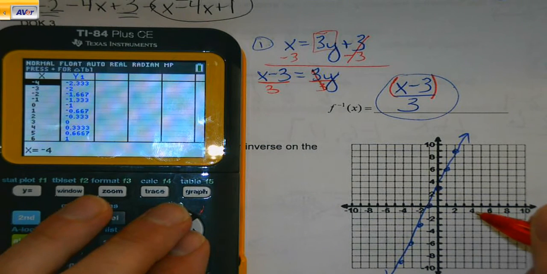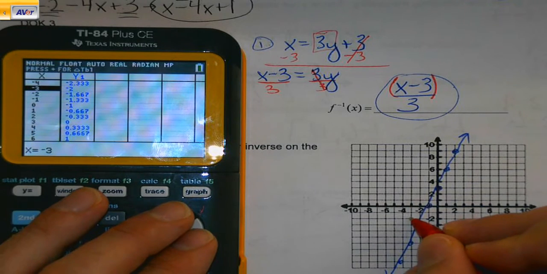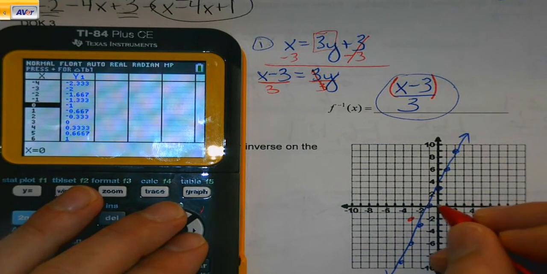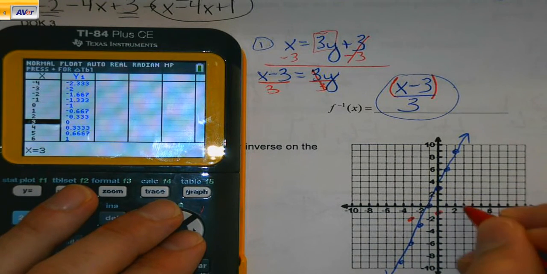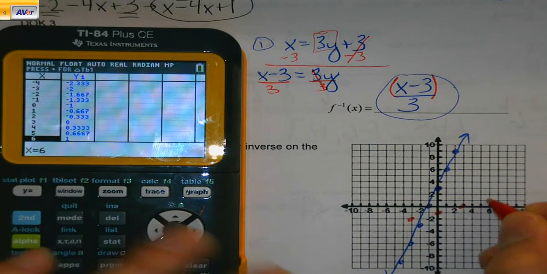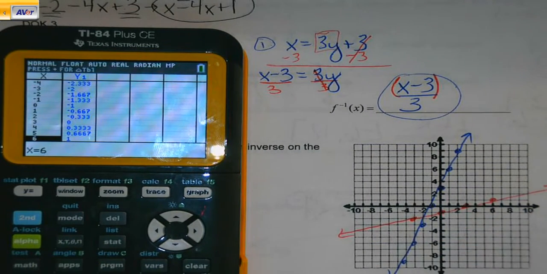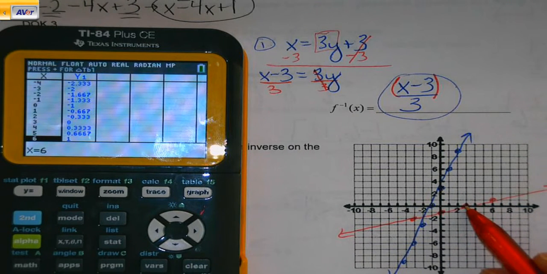And what I do here is I don't like using decimals. So what I'll typically do is I'll go ahead, find the ones with whole numbers, and use those. Because when we draw an inverse, basically what I'm doing with all these coordinate points is I'm just flipping them. That's 0, 3. This is 3, 0. This is 1, 6. This is 6, 1.